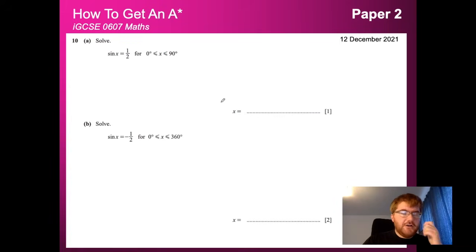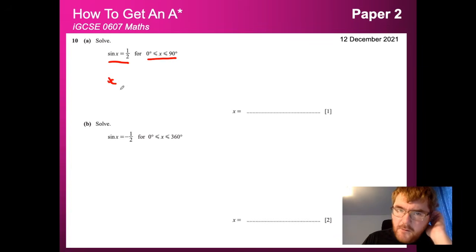And on to this question. This is often tricky because this is the typical non-calculator trig question that is quite difficult for this particular level at iGCSE. Now, the first part should be reasonably straightforward if you know your exact values. So sine x is equal to a half, and we have the domain between 0 and 90, and we need to work out what x is.